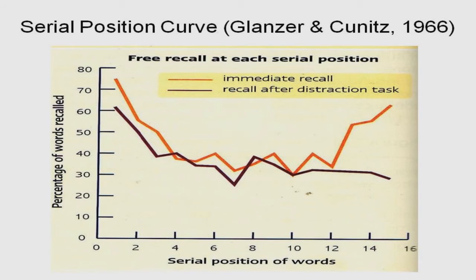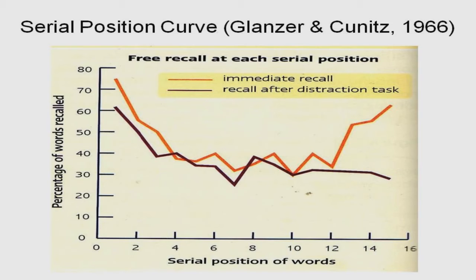However, the words in the middle of the list tended to be poorly remembered. The way that Glanzer and Cunitz explained this was in terms of short-term memory and long-term memory functioning. If you have a look at the graph here, and take note of the orange line, along the x-axis you've got the serial position of the words on the list, and then you've got the percentage of words recalled. You can see that performance is far higher for the words positioned at the beginning of the list, i.e. your primacy effect.